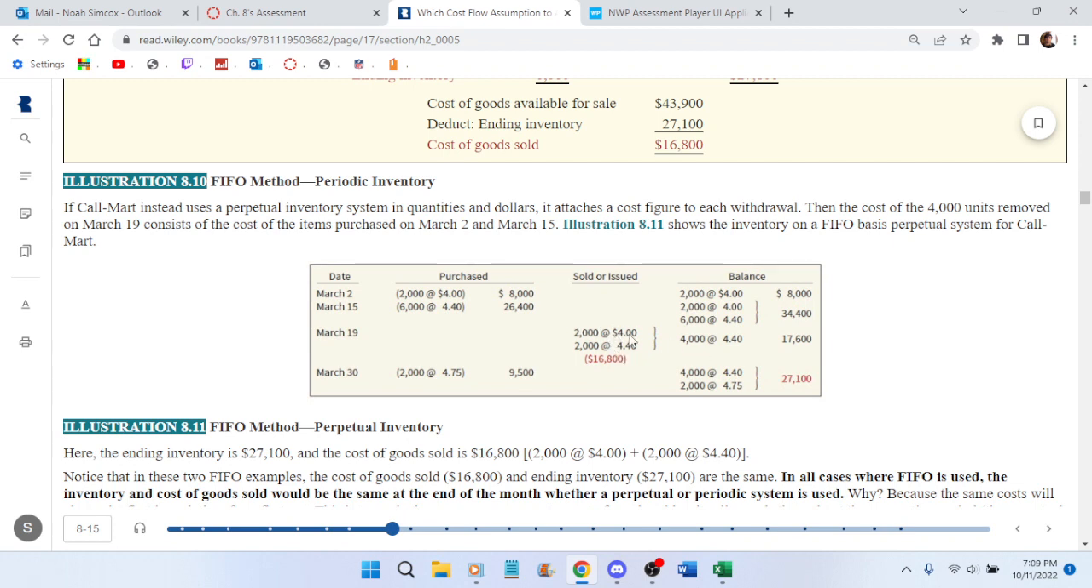They sold 2,000, so they sold all these 2,000. Then they sold some of these. I mean, it's pretty simple.